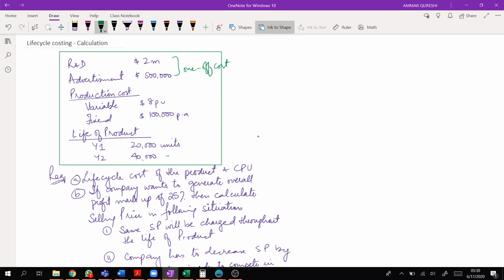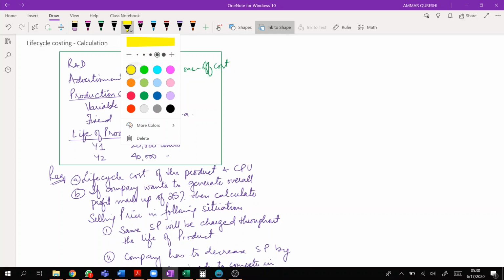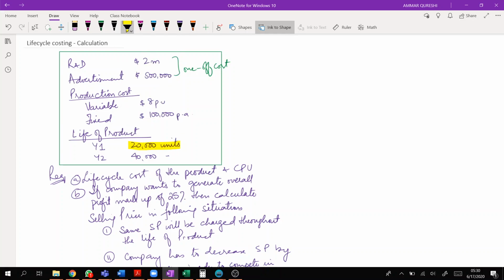Production cost is expected to be $8 per unit. Fixed production cost is expected to be $100,000 per annum. Sales of the product are 20,000 units for year one and 40,000 units for year two. That means overall the company will sell 60,000 units of the product, 20,000 in year one and 40,000 in year two. And in year three, there will be no life of the product.